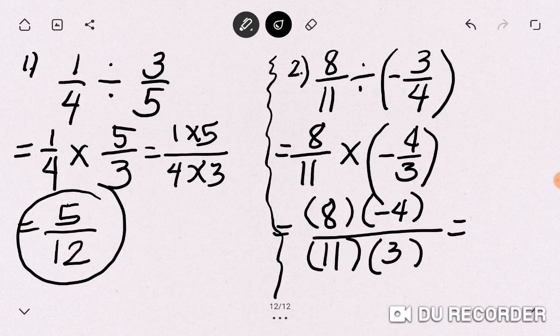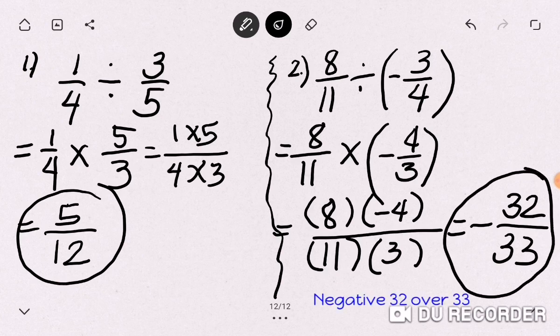So 8 times negative 4 is negative 32. And 11 times 3 is 33. So ibig sabihin, 8/11 divided by negative 3 over 4 is equivalent to negative 32 over 33.